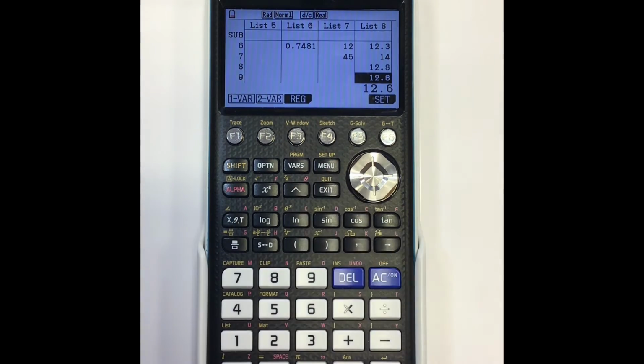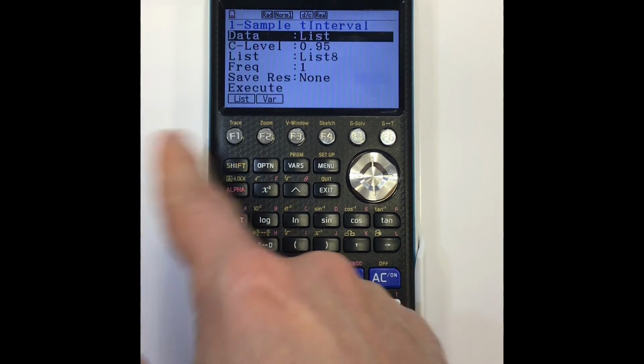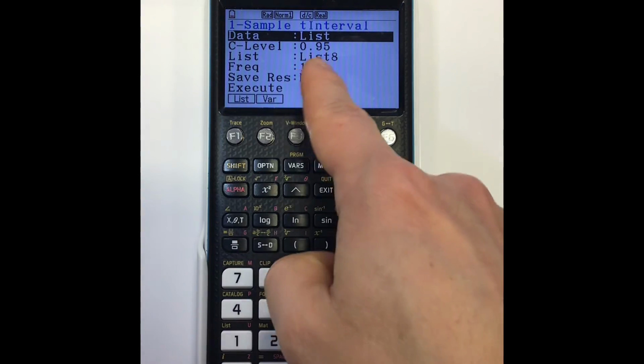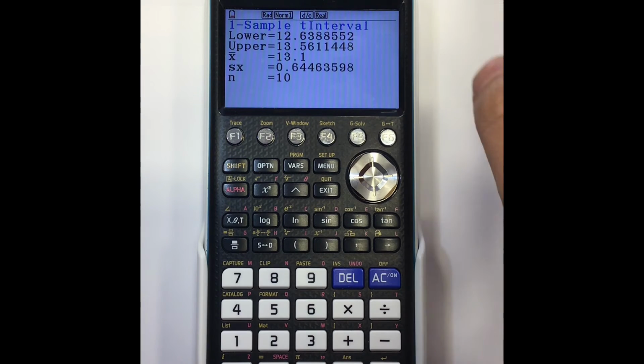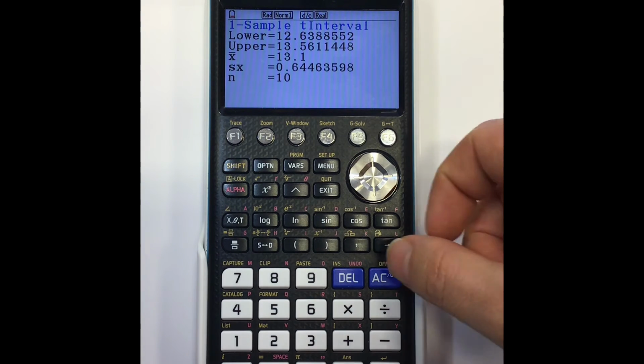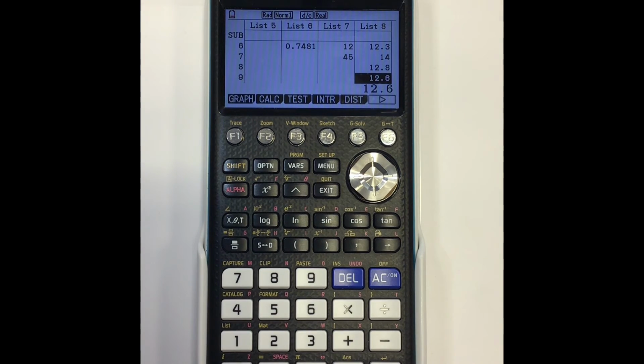Now what part B says, using a 95% confidence interval. Alright, let's go to the interval, T interval, one sample, and it's going to come from list 8, 95%. And here the lower one is 12.6, the upper one is 13.6. Okay, and then what does part C say?